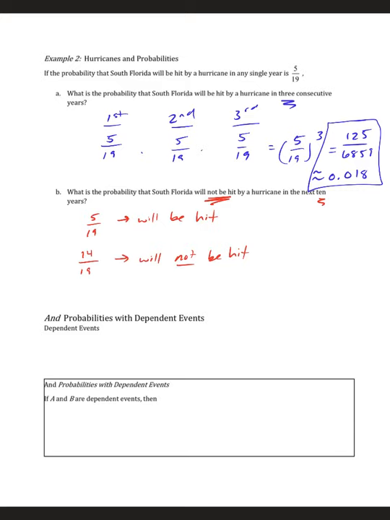But we're talking about out of 10 years. So kind of working very similar to how we did the previous one, we want to take the 14 out of 19 is the chance that they won't be hit and raise that to the power of 10 because we're talking about 10 years. Now that's going to be a very, very small amount because we're raising it to the 10th power. So I'm just going to round that to the nearest thousandths place again to get 0.0 and divide it out for 7. That's the probability that they would not get hit by a hurricane in the next 10 years.